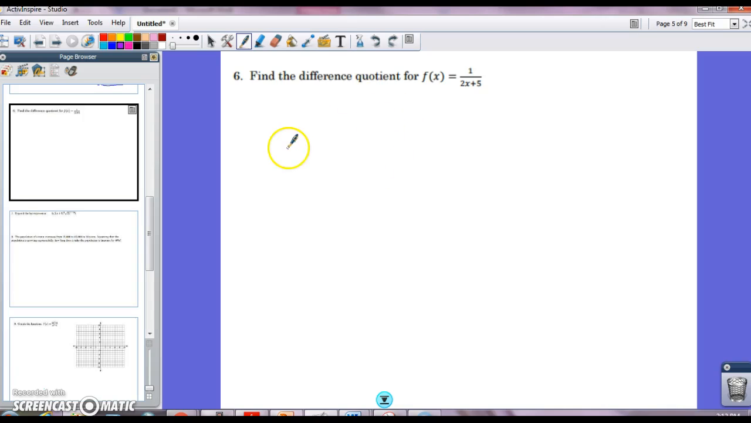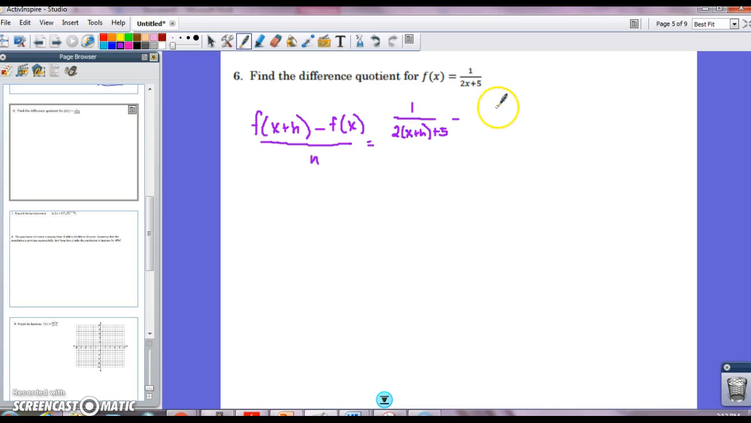the difference quotient. So remember, our difference quotient is f of x plus h minus f of x, all of that over h. And so if we go ahead and substitute in, we end up with 1 over 2 times x plus h plus 5 minus 1 over 2x plus 5, all of that over h. Okay, so this is a complex fraction. I'm going to have to do a little maneuvering of things.